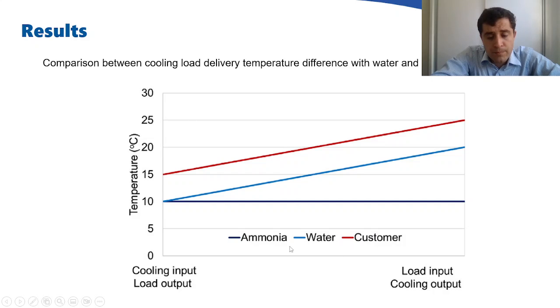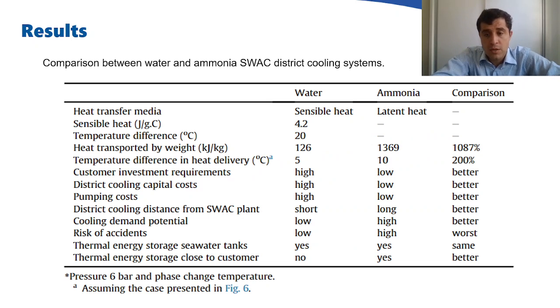Ammonia and water. So comparing, for example, the use of ammonia: ammonia uses latent heat, water uses sensible heat. So you also increase the temperature difference if you use ammonia, which makes your refrigeration system more efficient.